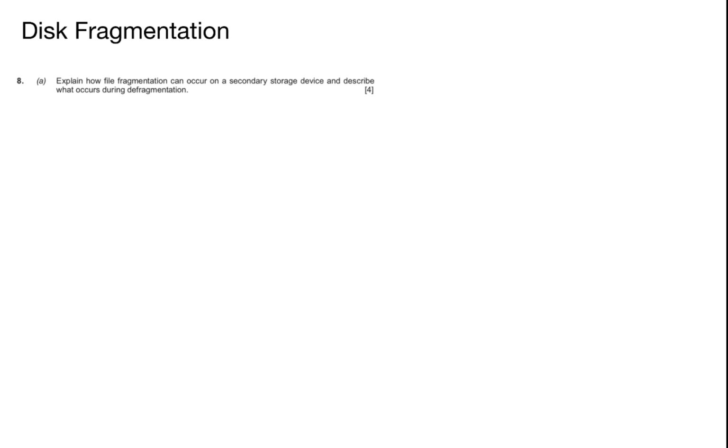This one's from 2017, and it says, explain how fragmentation can occur on a secondary storage device and describe what occurs during defragmentation. So what I'm going to do is highlight the key parts of this exam question. Now, it talks about this word fragmentation, and also it talks about defragmentation. And it also mentions secondary storage devices. Now for me, I know that fragmentation only occurs on hard disk drives.